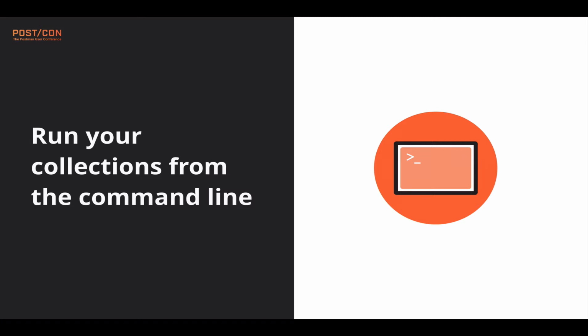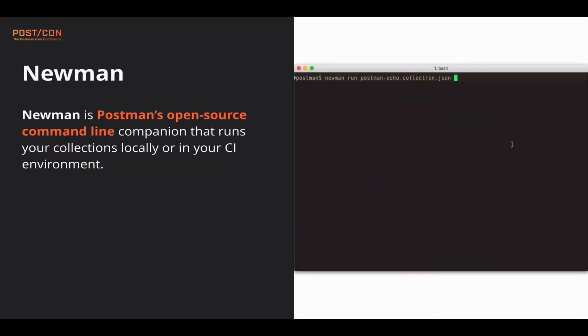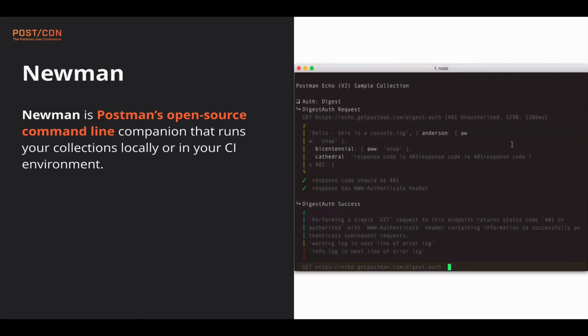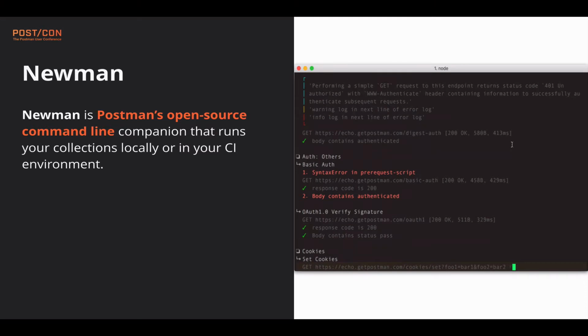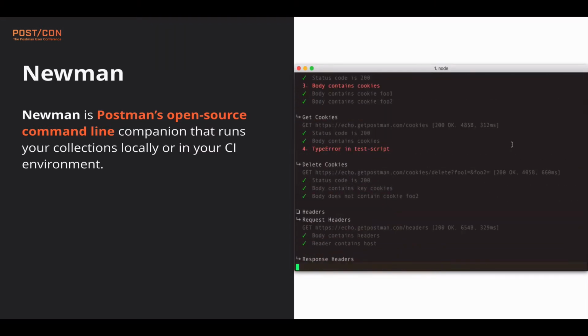All right, and the last way to run collections is from the command line with Newman. So Newman is Postman's open source command line tool. You can use it to run your collections locally, or set it up to run Newman in your CI environment.